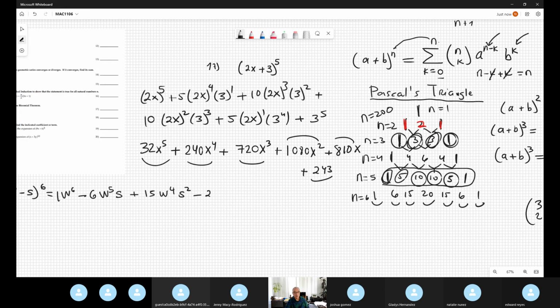Minus 20 now is 20 W third S cubic, plus 15 W squared S to the 4th power. Remember, one important thing to check and see we are doing well or no, you add the exponents. 3 plus 3 is 6. 2 plus 4 is 6. 5 plus 1 is 6. Plus no, minus. Now it's minus.